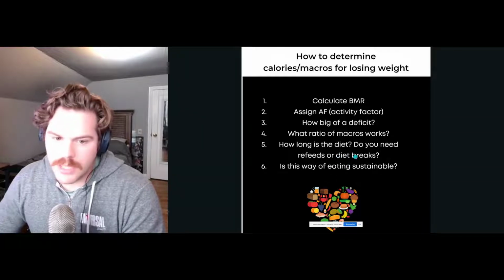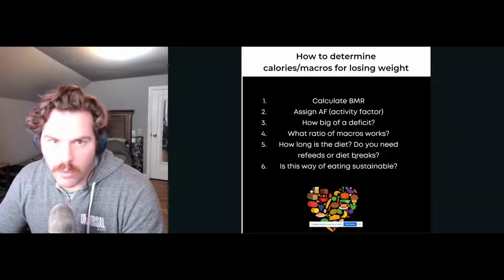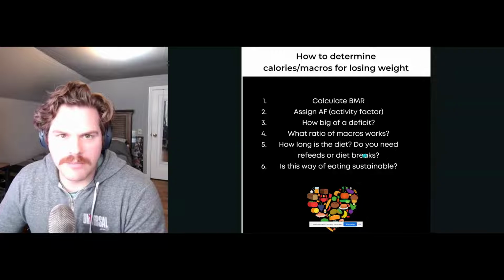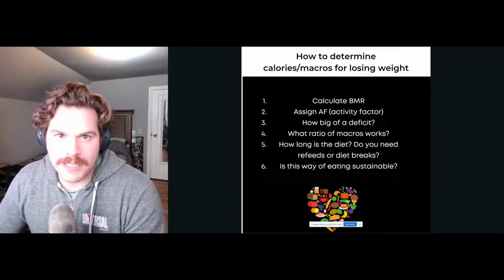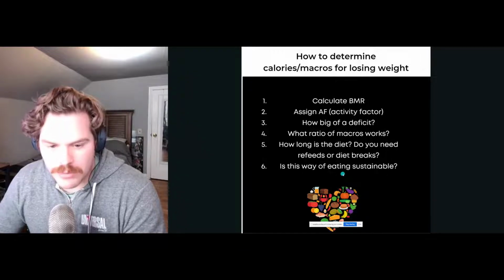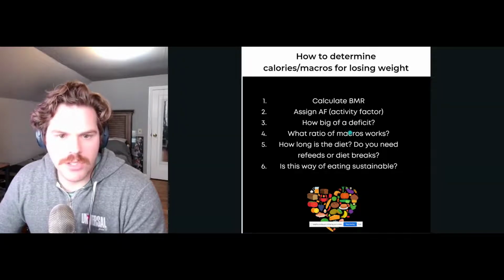That's important because some people have a long way to go. You might have 100 pounds to lose or more. Some people just want to diet quickly for the summer and only have 10 pounds to lose, and they're not sure how long they need to be dieting. And then last, number six is whether this way of eating is sustainable, which I find to be one of the most important topics. So number one, calculating BMR.